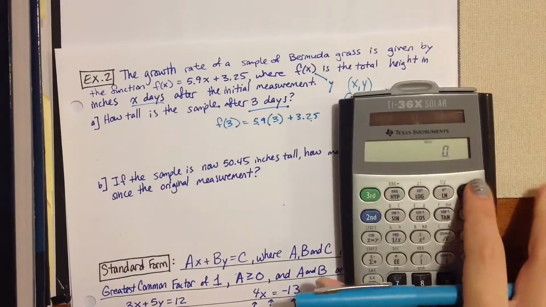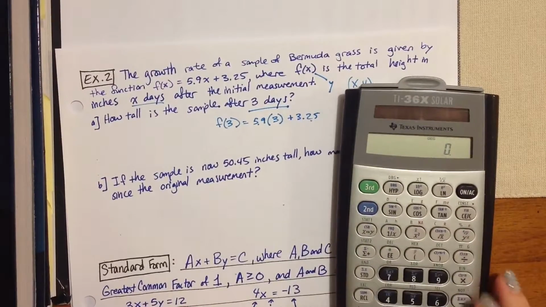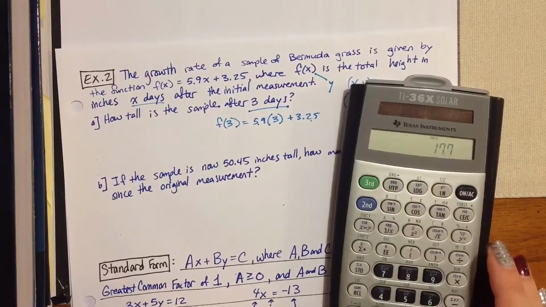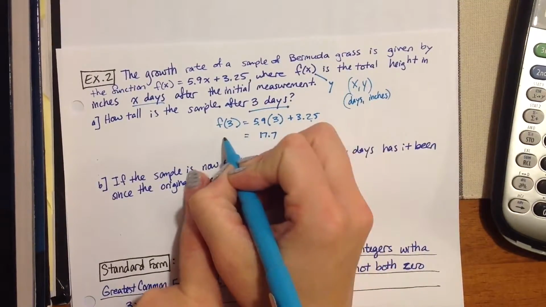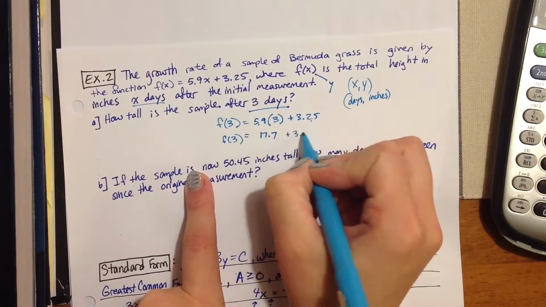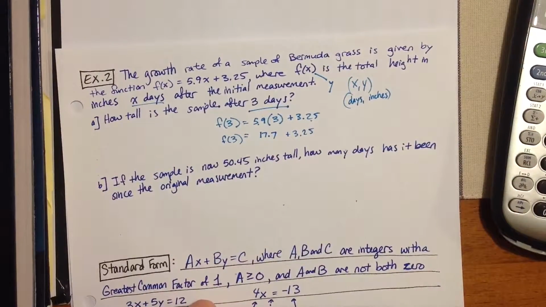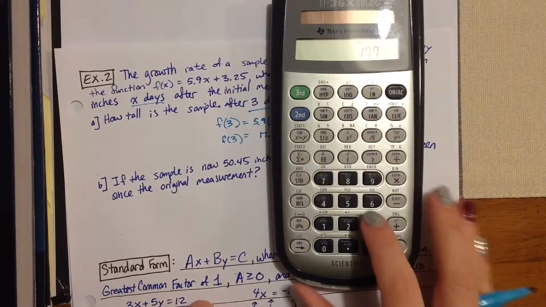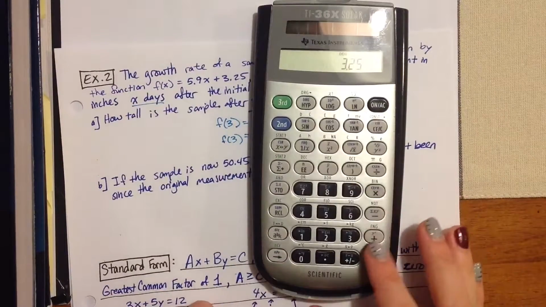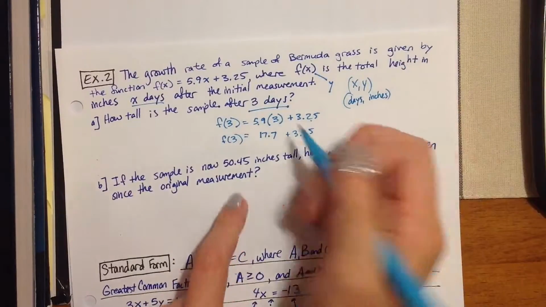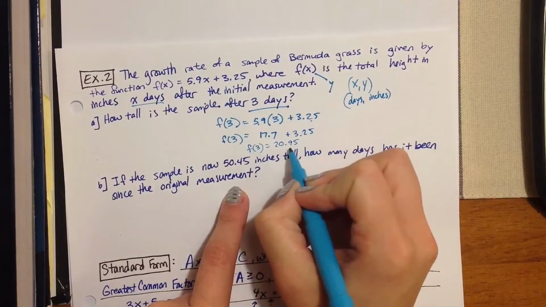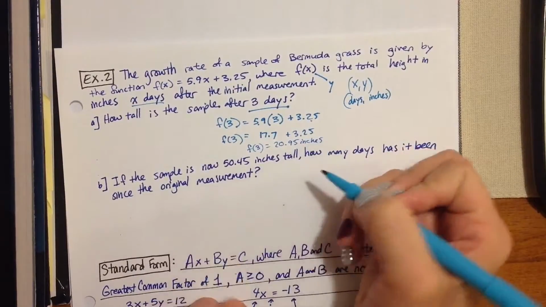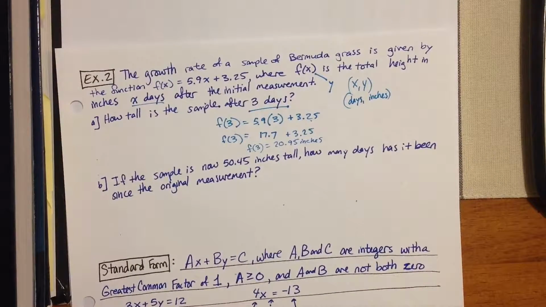I'm going to go to my calculator, figure out what 5.9 times 3 is. I get 17.7. Okay, and then I'm going to add that 3.25. I get 20.95. And so that's my final answer. That is in inches. So 3 days after it is measured, I have a 20.95 inch tall sample of grass.